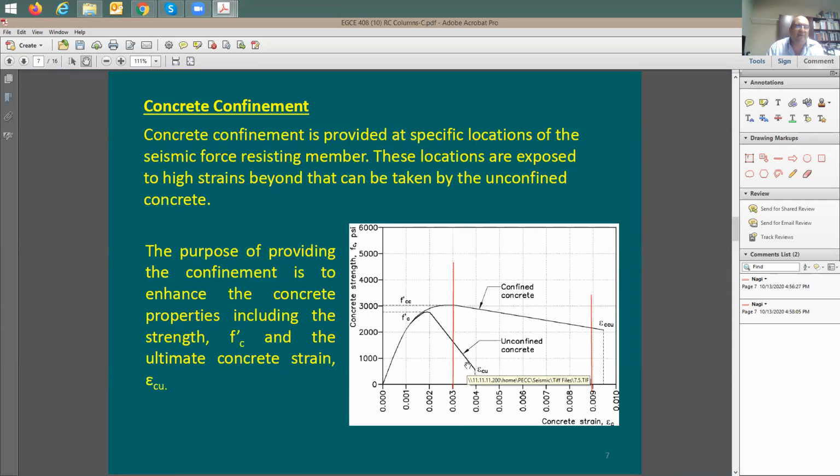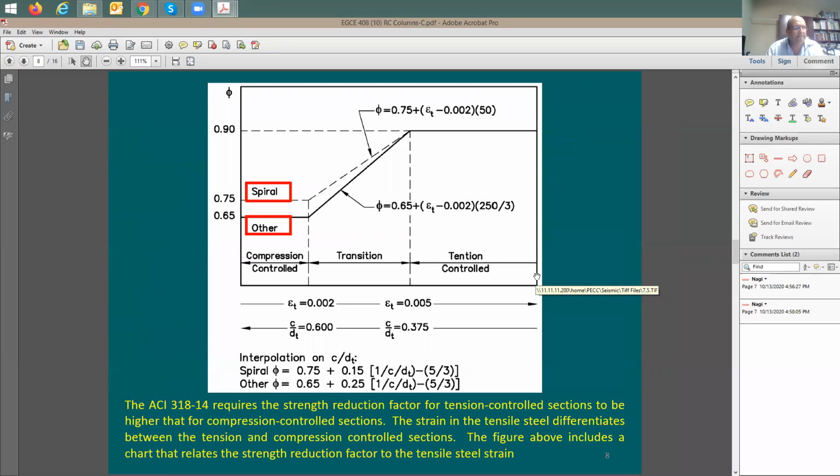Now the question is, when I have this spiral column, how would the code recognize this issue of confined concrete? Because now I have more confinement than what I have in a tied column. The code is doing well on this issue. Let me show the equation. Number one, the phi factor. Instead of using 0.65, we're going to increase it to 0.75. So you have a higher value for the phi factor, the strength reduction factor. From 0.65 to 0.75, you have an increase of at least maybe 15%.